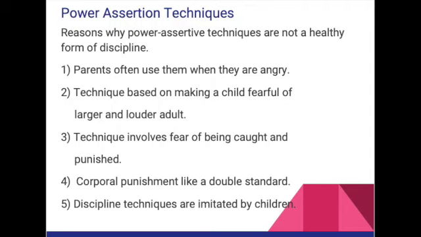Power assertion involves the fear of being caught and punished. Many power-assertive adults will threaten, "Don't let me catch you doing that again." Thus, the child weighs the chances of being caught and the likely punishment. The child is not being guided by doing what is right versus wrong.